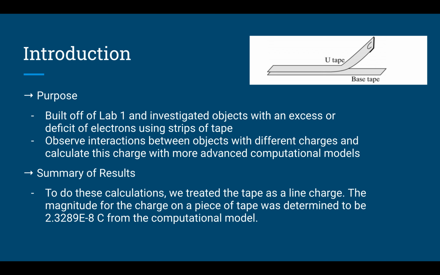The purpose of this lab was to build off of Lab 1 and further investigate electric charges using strips of tape. We looked at the interactions between objects of different charges and calculated the excess charge using an advanced computational model. We treated the strips of tape as a line charge rather than a point charge like we did in Lab 1. I found the magnitude of charge on a strip of tape to be 2.3289 e-8 coulombs, which was more precise than the magnitude that was calculated in Lab 1.